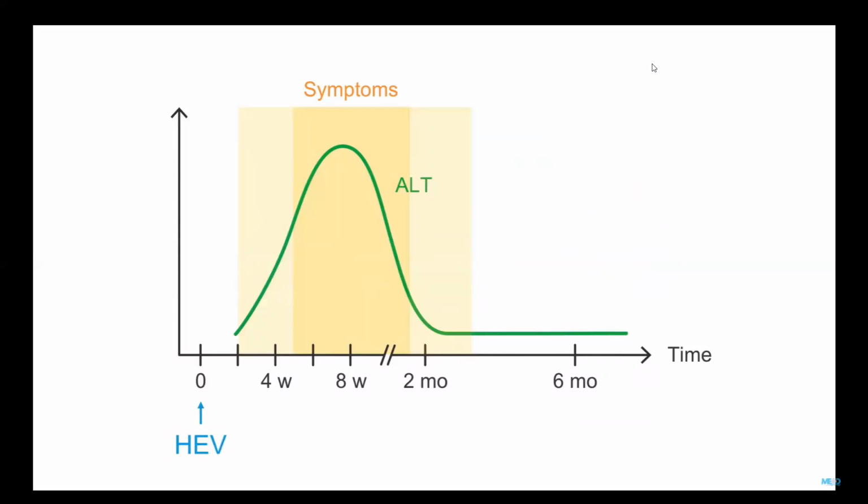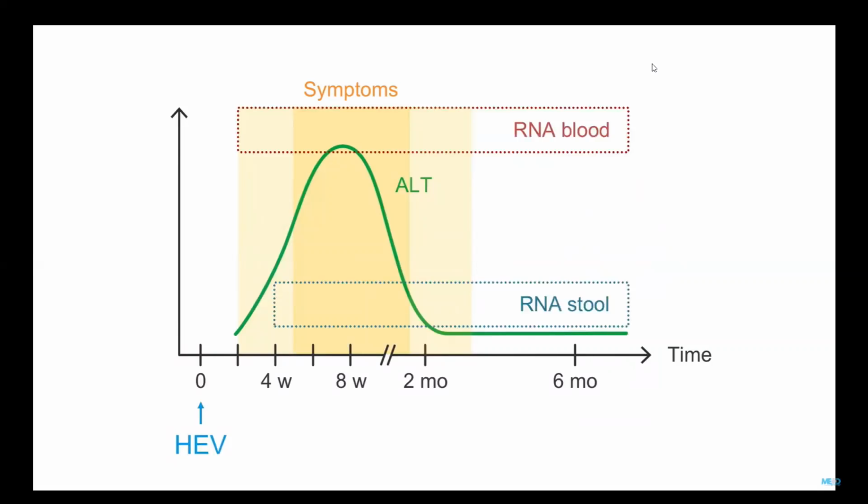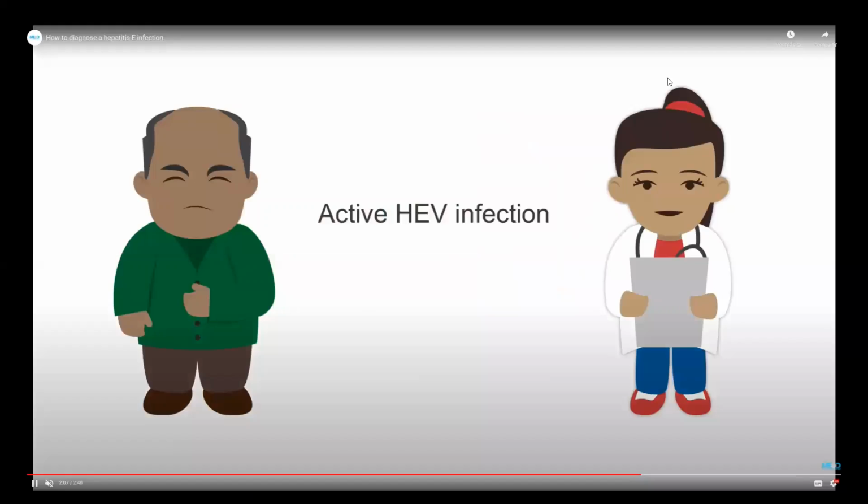So in Pete's case, it is essential to measure RNA. His lab report shows elevated ALT levels as a sign of liver damage, but negative antibody tests. However, there is RNA detectable in his stool. Pete is suffering from an active, ongoing HEV infection.